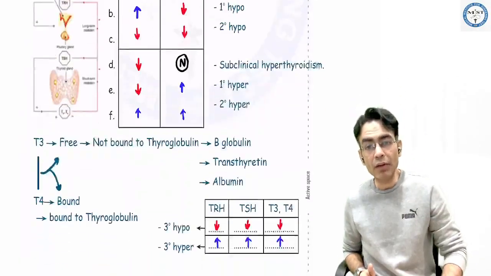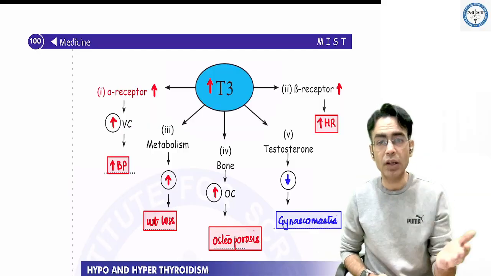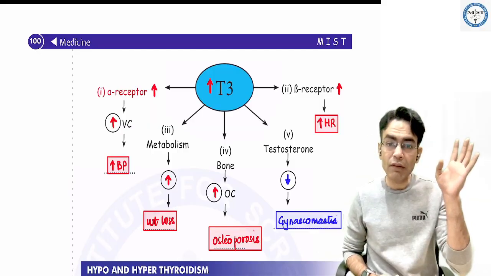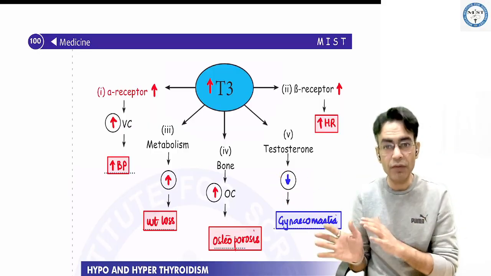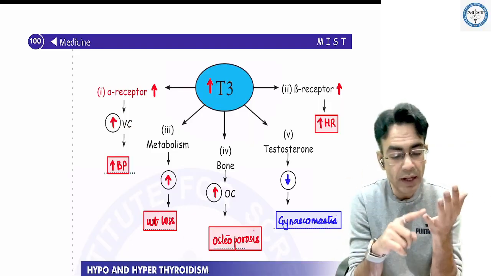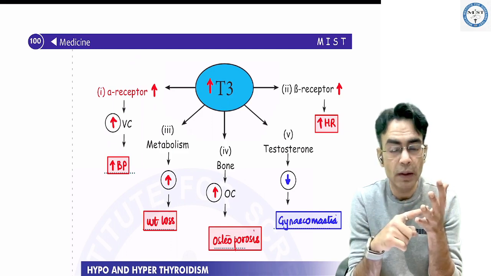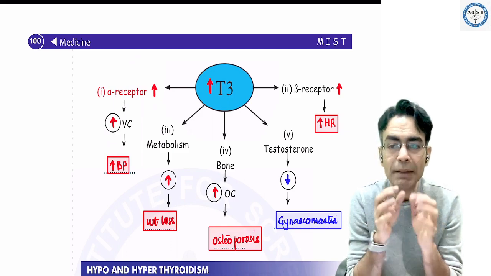Okay. Now, whenever we are talking about the functional hormone, that is T3, it has got five functions, like the growth hormone. Growth hormone also has five functions. These five functions are different, but both have five functions. For T3: alpha receptor, beta receptor, metabolism, bone, and testosterone. It increases everything except the testosterone.